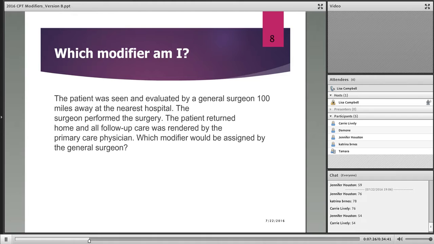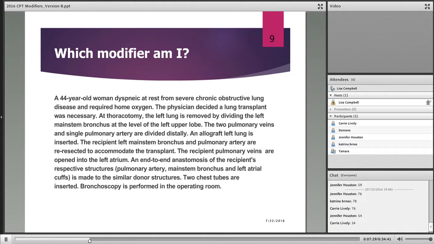54 is correct. Next up, a 44-year-old woman, dyspneic at rest from severe chronic obstructive lung disease, required home oxygen. The physician decided that a lung transplant was necessary. At thoracotomy, the left lung is removed by dividing the left main stem bronchus at the level of the left upper lobe. The two pulmonary veins and the single pulmonary artery are divided distally.